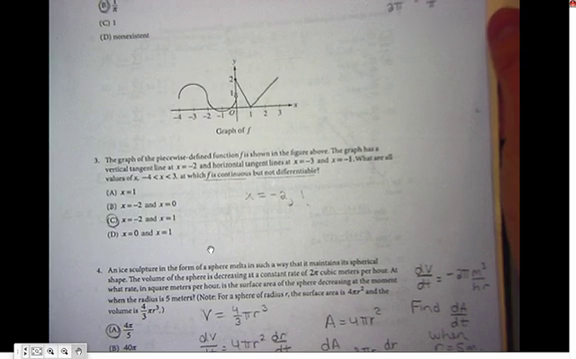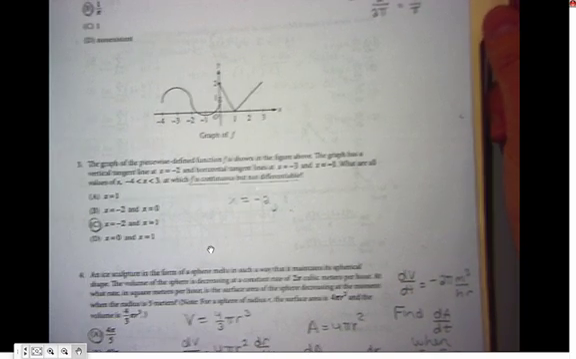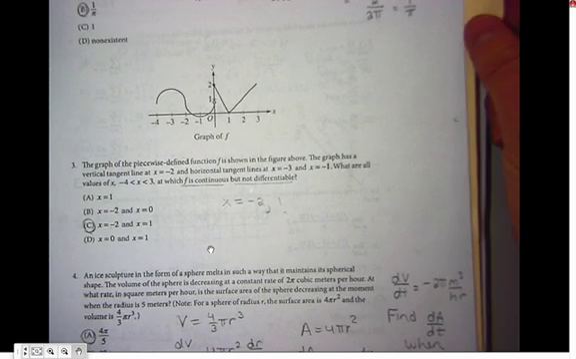Anyone have a question on 3 or 4? 4 I threw in because it was a related race. Okay. Oh, and you don't know the answers, do you?